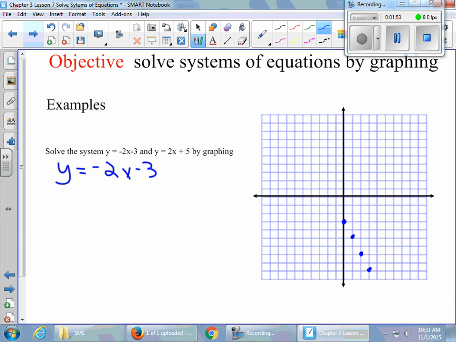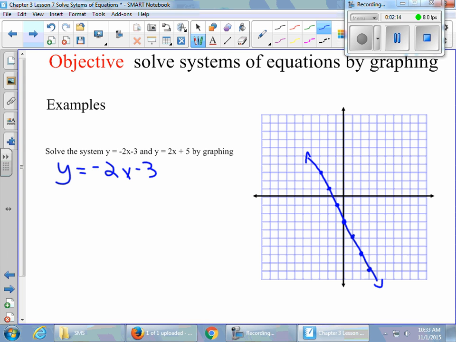Let's just go the other way to make sure. This time we're going to go up 2 and over 1, because we're going the opposite way. Okay, we've got enough points there. Now let's sketch the line as best as we possibly can.